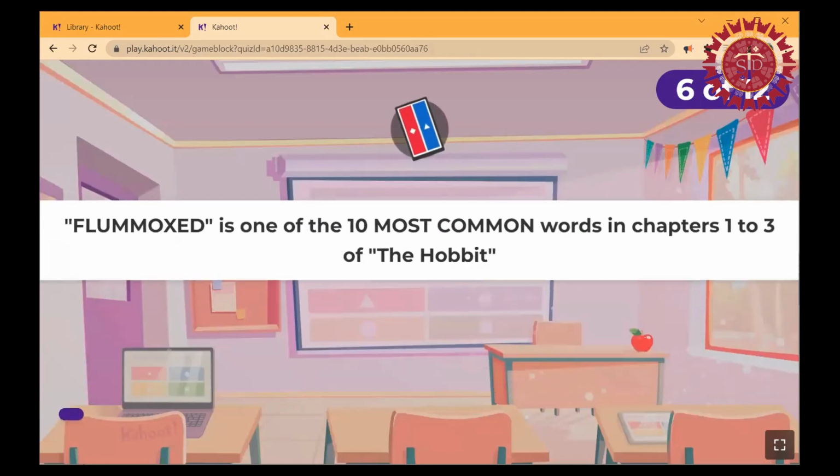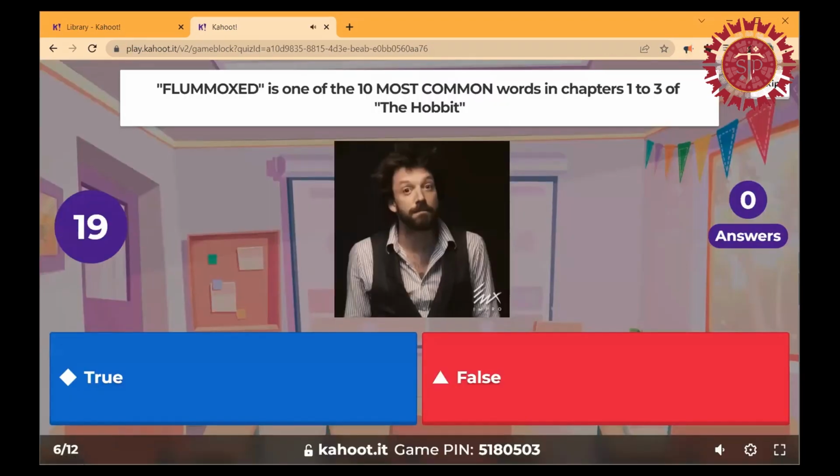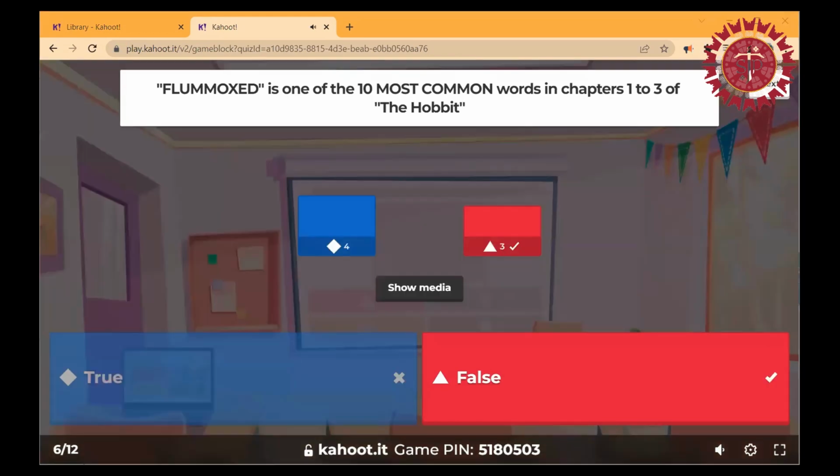Okay, another question for you. The word flummoxed is one of the 10 most common words in chapters 1 to 3 of The Hobbit. What do you say? It's false. Flummox is in general not a very common word in English. Chat, correct me if I'm wrong. But it's not a very common word in The Hobbit, although I would say it's more or less famous because of the way it was used.